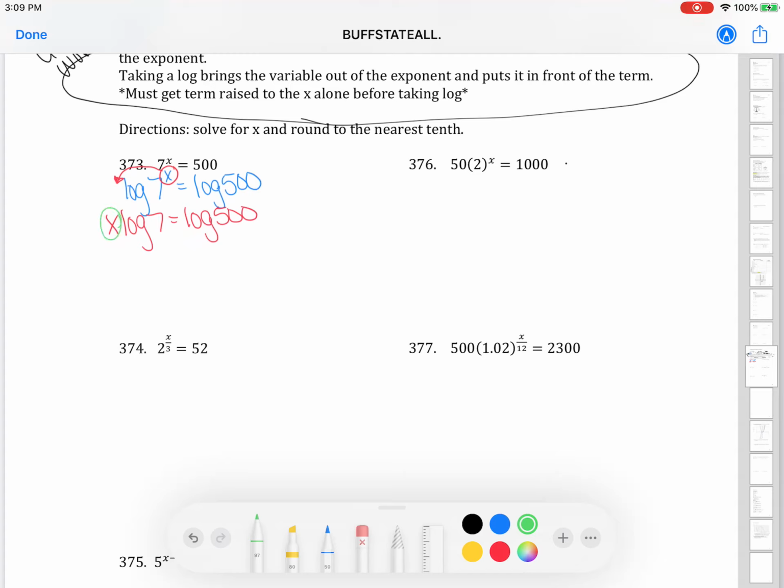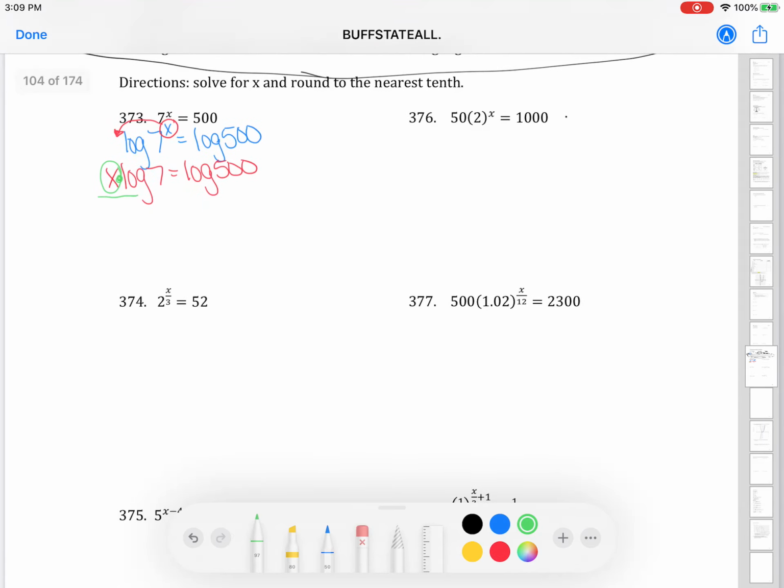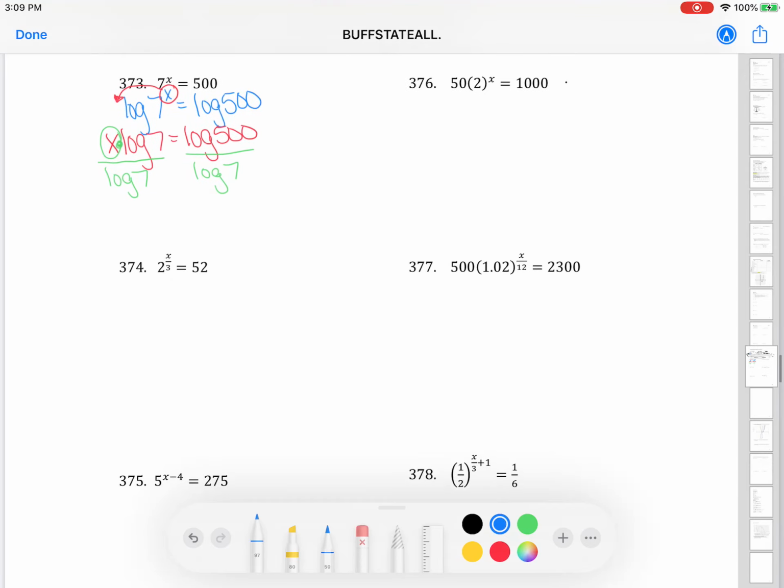Okay, now that I don't have x in the exponent anymore, x is solvable and it's right here. So I just need to get it by itself. Just like I'd solve any equation, you're trying to get x alone. Right now, x is being multiplied by log 7. So to get rid of log 7, we are going to do the opposite and divide by log 7.